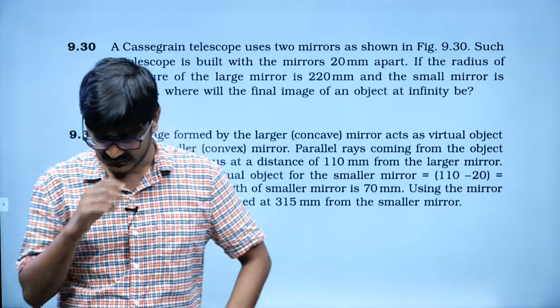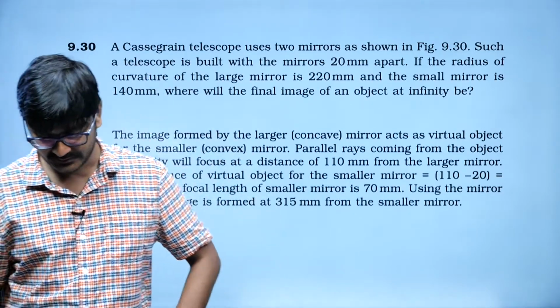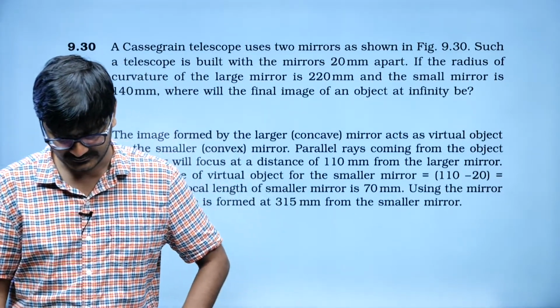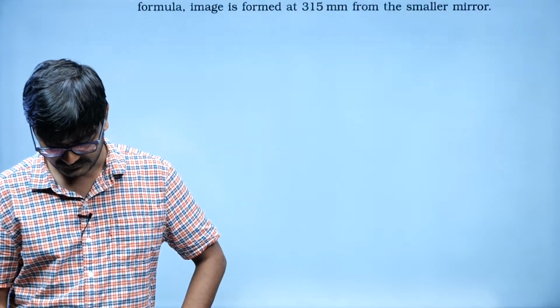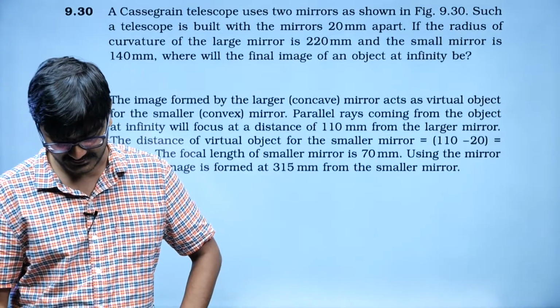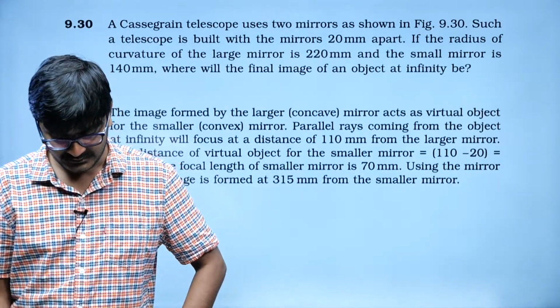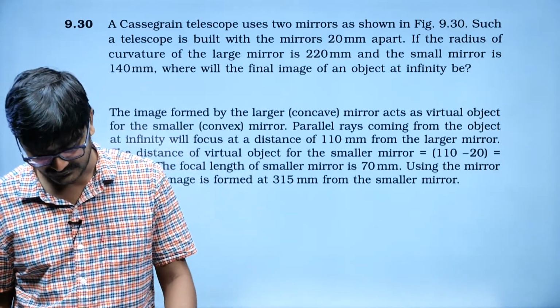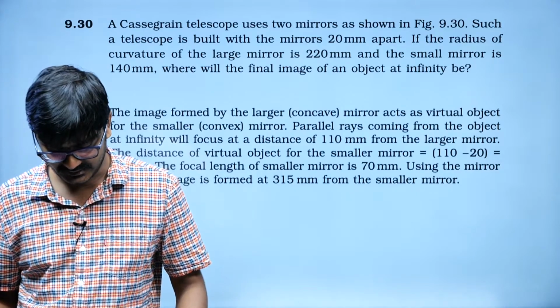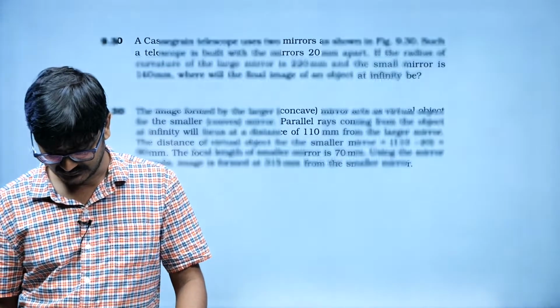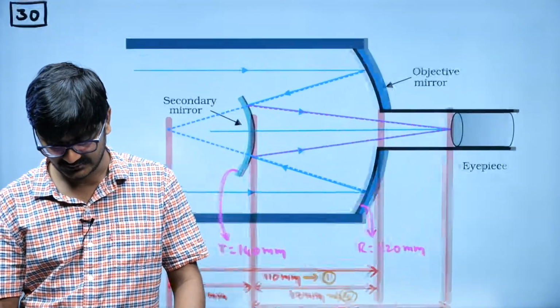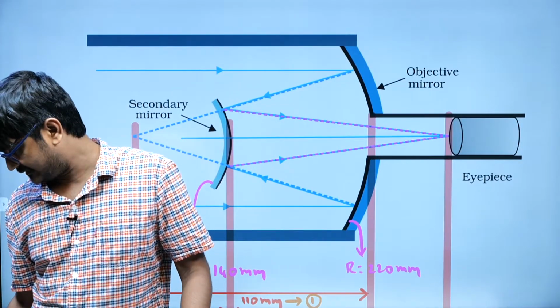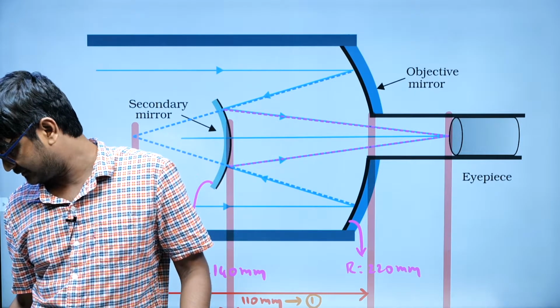Okay, the other kind of telescope you must be knowing, where we will be using 2 mirrors. I think the figure is missing here anyway. So there are 2 mirrors, 20 mm apart. The radius of curvature of the bigger one is 220, and the smaller mirror is 140. So we will see what is happening. So this is the kind of device. Now I will just mark the information given in the question.